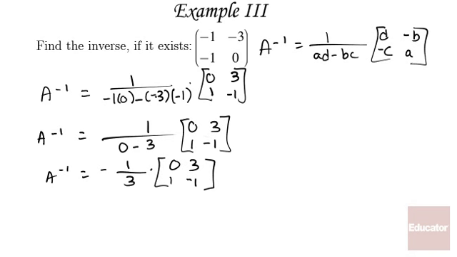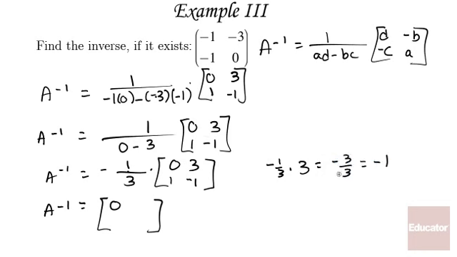Times this matrix. Okay, if I multiply negative 1/3 by each element in here, I'm going to get negative 1/3 times 0, and that's going to give me 0. Here, I have negative 1/3 times 3. That's going to give me negative 3 over 3, or negative 1, right here. 1/3 times 1 is 1/3, and 1/3 times negative 1 is negative 1/3.